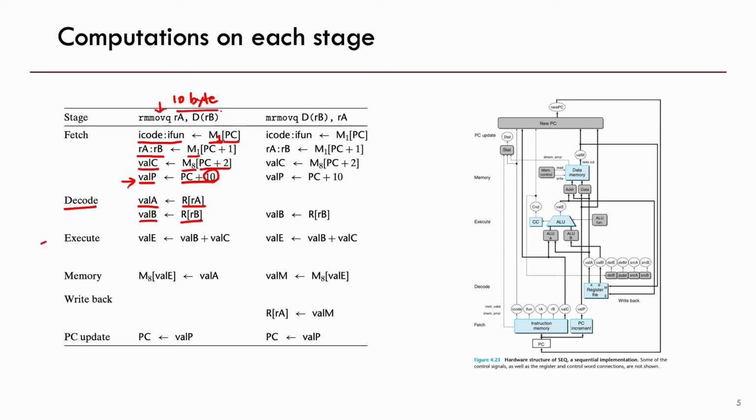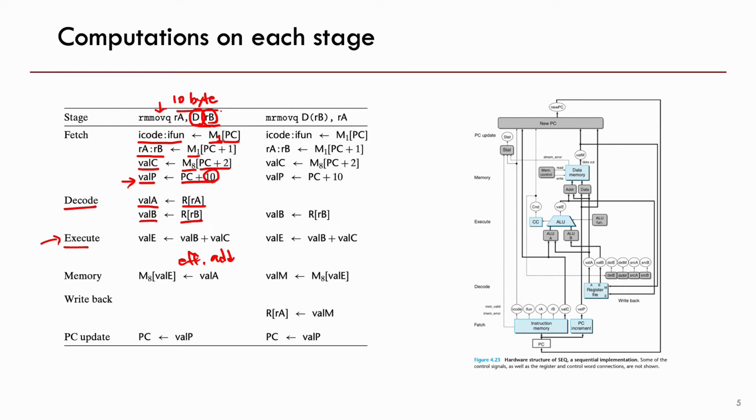Then let's move to the execute stage. In the execute stage, we need to compute the effective address of the memory we are going to write. What is that? It is RB plus D, which is the effective address of the memory address.